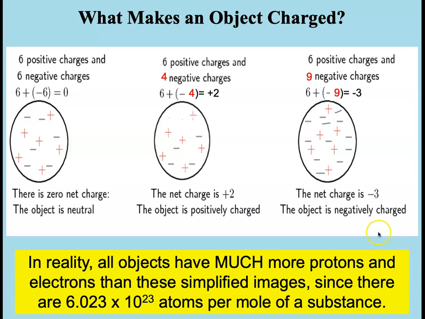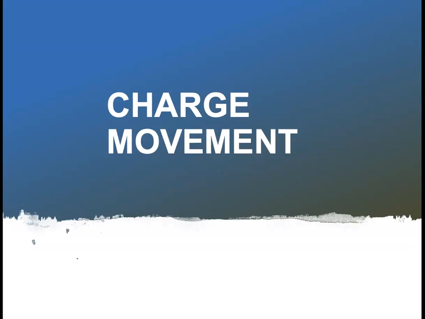All right, now in reality, something else to note here is that all objects have much more protons and electrons than this. These are simplified images because we know that there's Avogadro's number, 6.023 times 10 to the 23rd atoms per mole of a substance. So these are just oversimplifications to help us get the main idea. All right, now that's how you know something's charged.